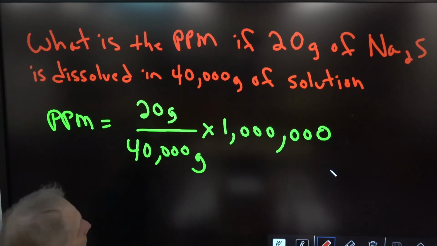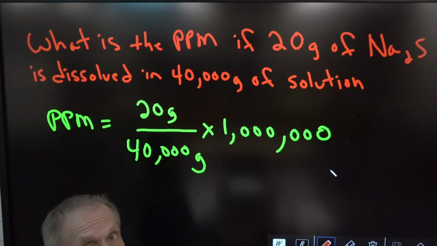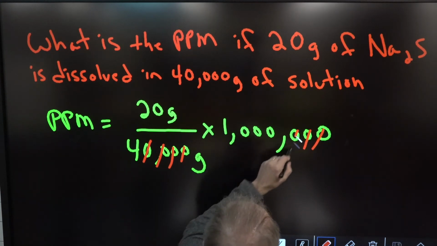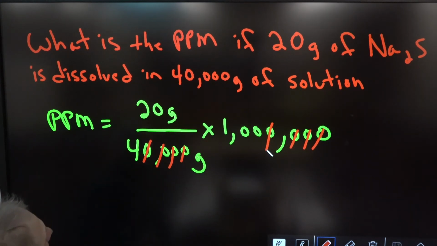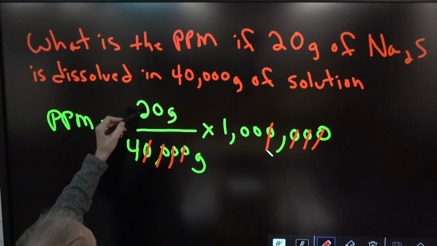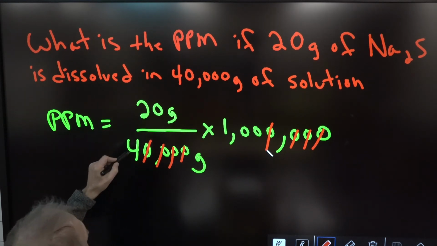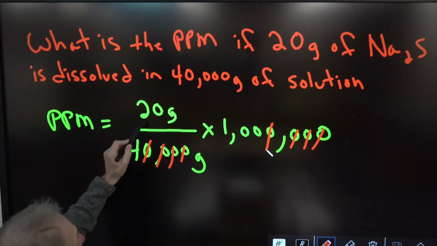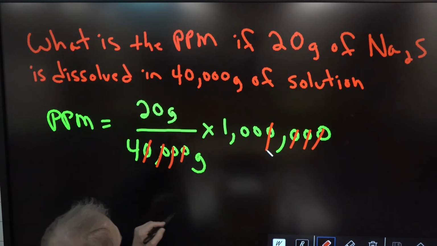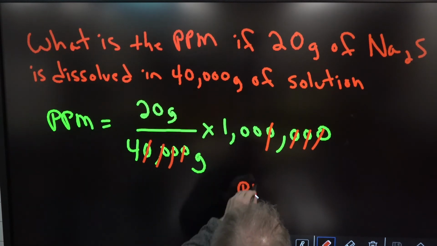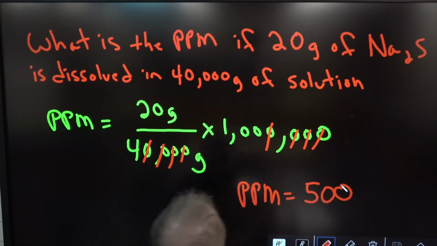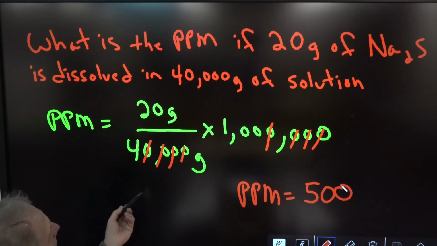All right, so you can put it in your calculator, but like I said before, I knock off zeros, so we have 1, 2, 3, 4 zeros, 1, 2, 3, 4 zeros. So now what we have to do is, we could go 20 divided by 4, that's 5, times 100. So this would equal 500. ppm equals 500.